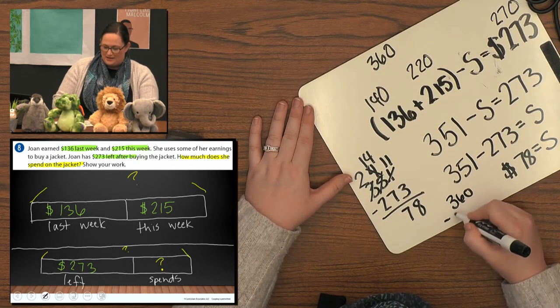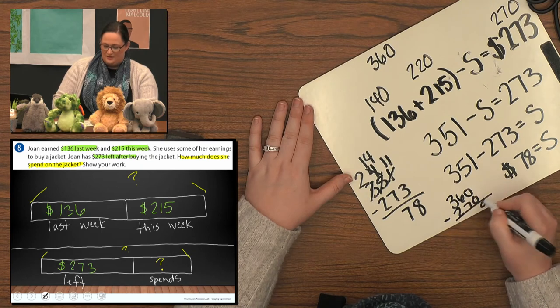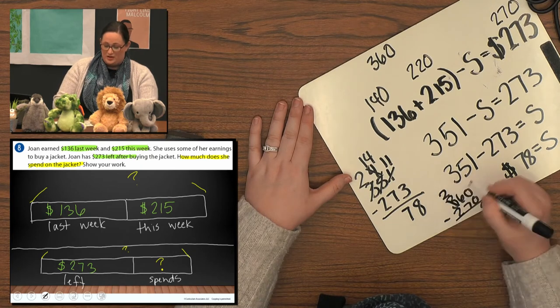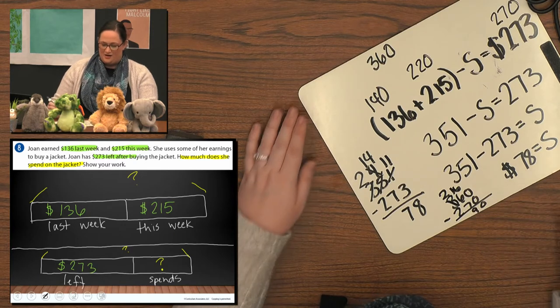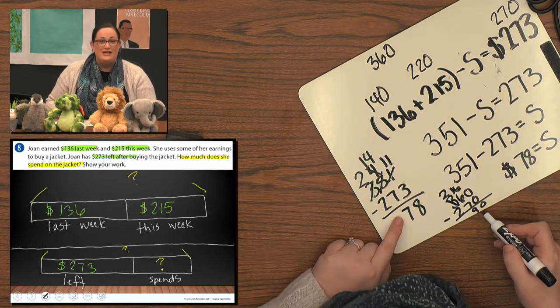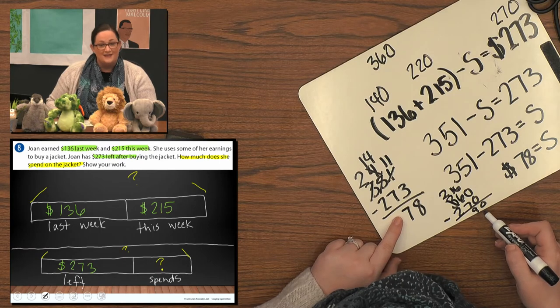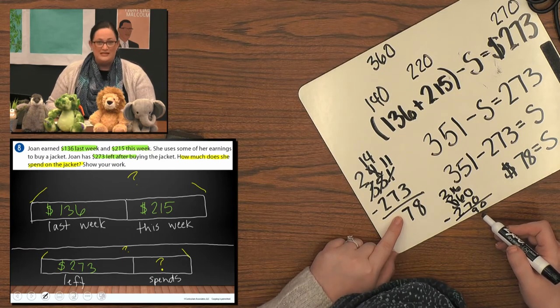360 minus 270. That's going to be 200. That's going to be 16. Oh, it's 90. I was 10 off. Is 90 close to 78? Yes. That is a reasonable answer.